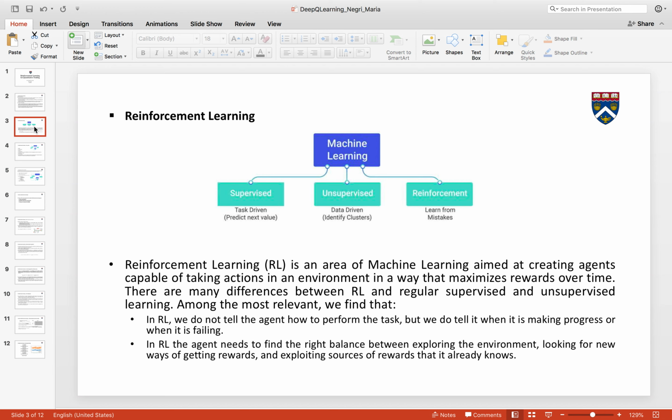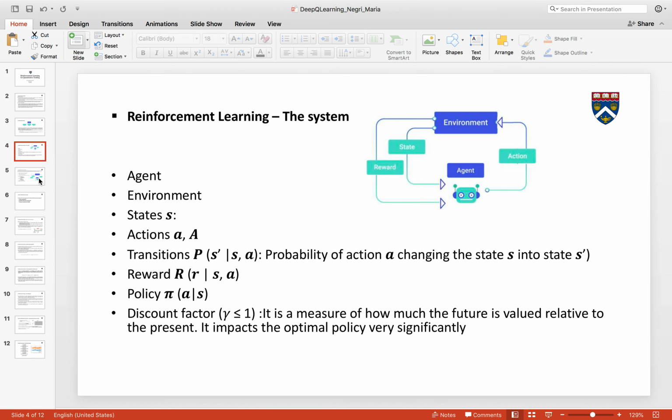Besides, the agent needs to find the right balance between exploring the environment, looking for new ways of getting rewards, and exploiting the sources of rewards it already knows. A complete reinforcement learning system is made up of the following elements: an agent, which is a program or machine interacting with the environment, which is what the agent interacts with. Models mimic the environment the agent is in and thus allow the agent to make inferences about its future behavior. States, which is the condition of the environment and the position of the agent in it.